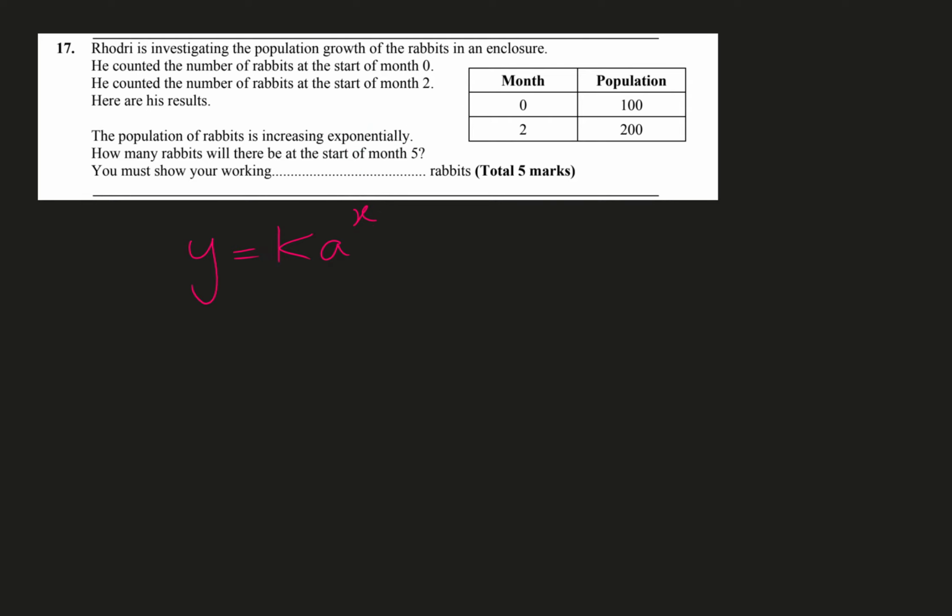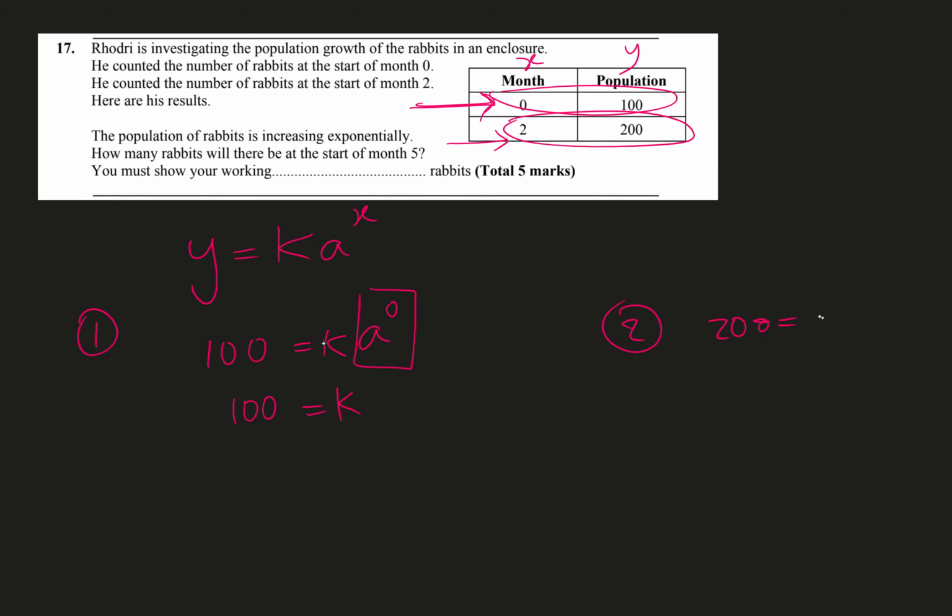So in this case, you can make two formulas. It's not a coincidence that they've given you month 0, because when you substitute that into your first equation, it's going to help you to find your k values. So in this case, using the first box, we know that if we're going to treat this as x and this as y, then 100 is equal to k times a to the power 0. Anything to the power 0 is 1. So in other words, 100 is equal to k. And our second equation is going to be 200 equals k a to the power x.